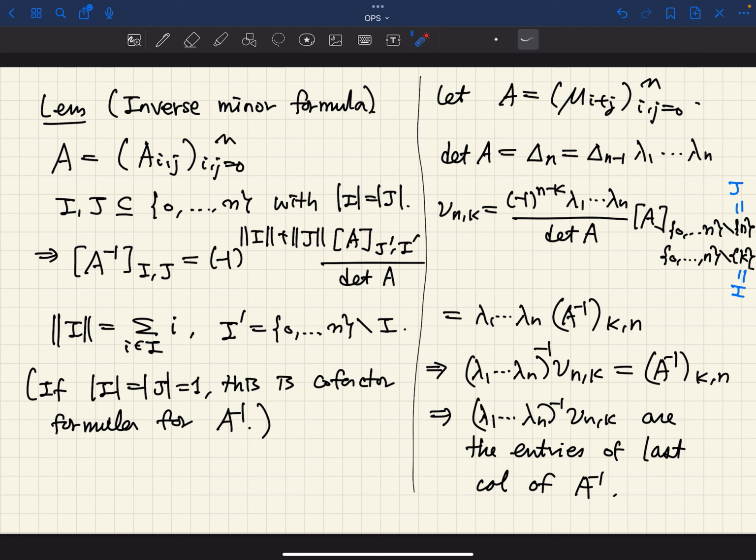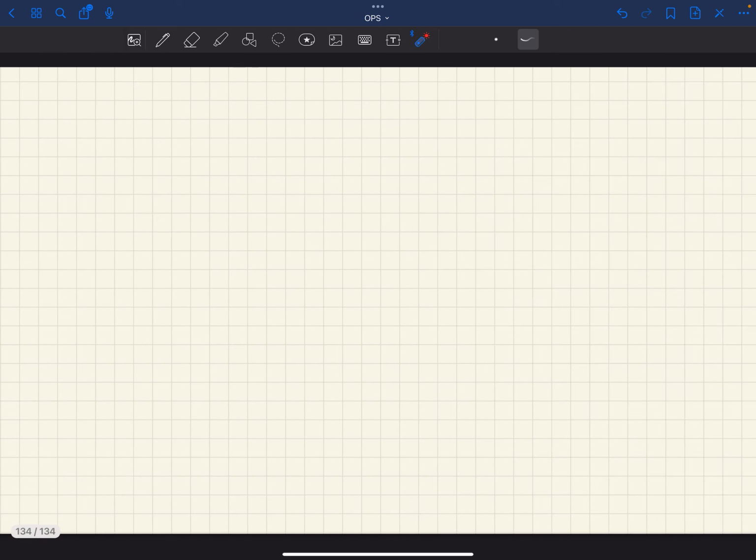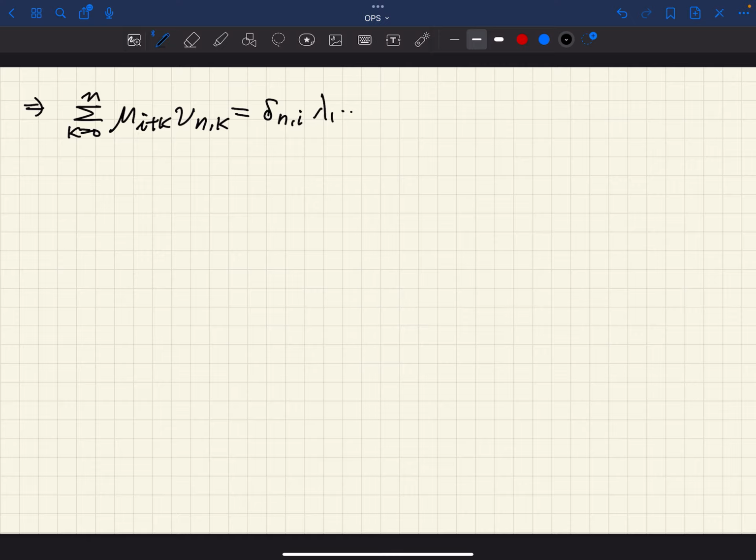So let's write that down. This means that that's equivalent to saying that the sum over k from 0 to n of mu_{i+k} nu_{n,k} equals delta_{n,i} lambda_1 ... lambda_n. That statement is equivalent. I rewrote the statement.